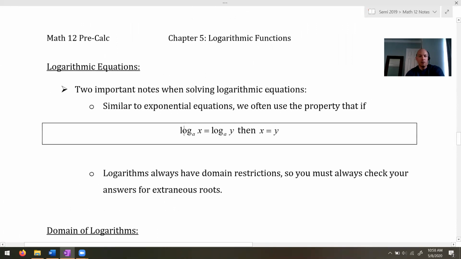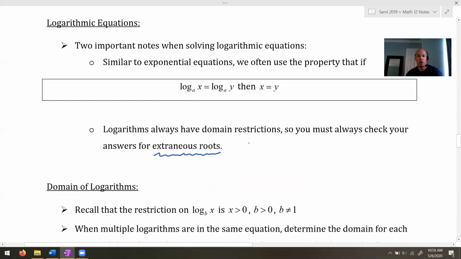Okay. One other thing that makes this a little tricky is that logarithms always have domain restrictions. So the first thing we're going to have to think about whenever we're solving a log equation is what is the possible domain of answers, and do you get extraneous roots? Because anytime you have a domain restriction, you have to make sure your solution actually falls in the acceptable range of values.